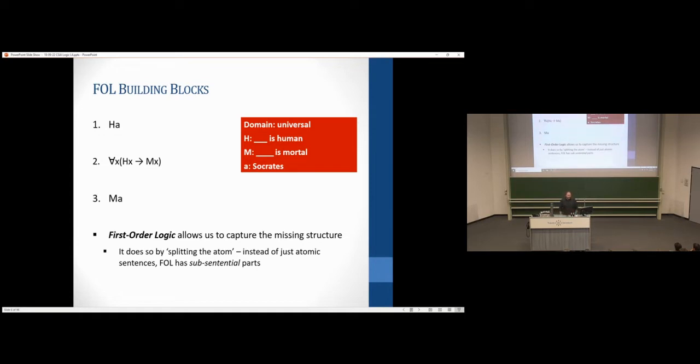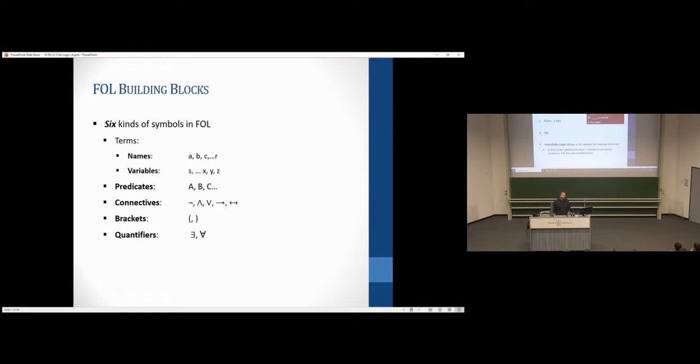So let's talk about the grammar. Here's the basics of FOL. There are 6 kinds of symbols. There are terms, of which there are 2 types. Names, which we're going to express with lowercase letters A through R. We can use subscripts if we want. Variables, which we'll express with lowercase letters S through Z, which we can also use subscripts with if we want.